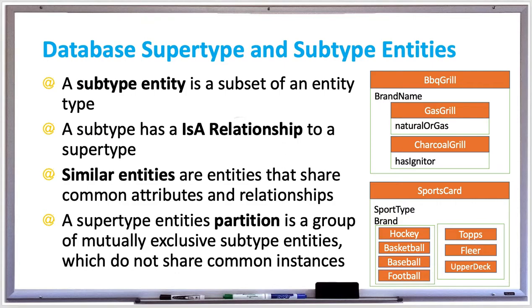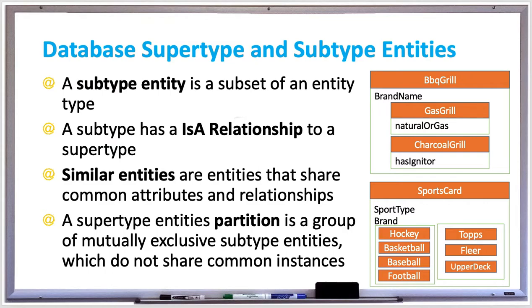Similar entities are entities that share common attributes and relationships. Both supertype and subtype entities are considered similar entities. A supertype entity's partition is a group of mutually exclusive subtype entities which do not share common instances. For example, musician and painter are mutually exclusive subsets of artist.